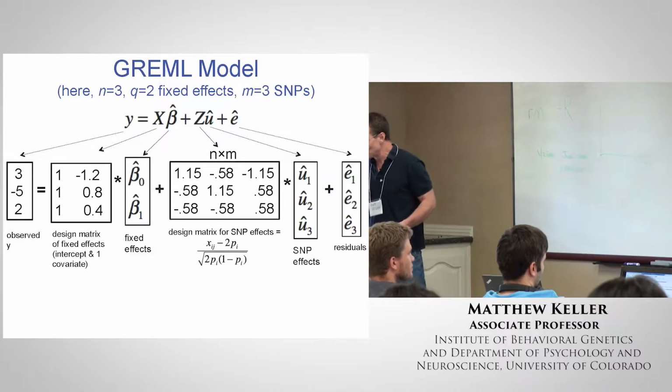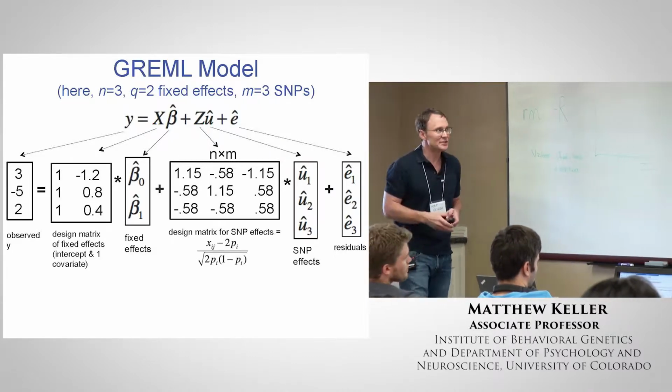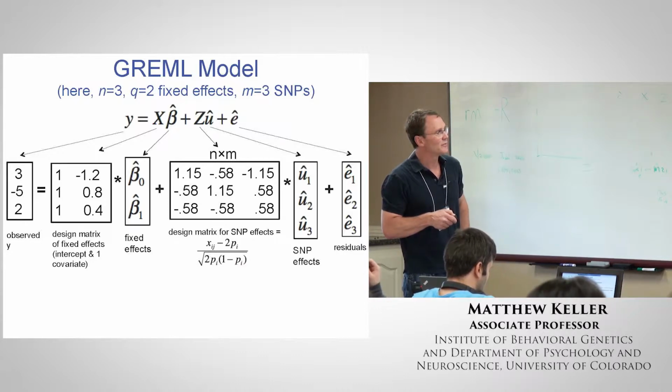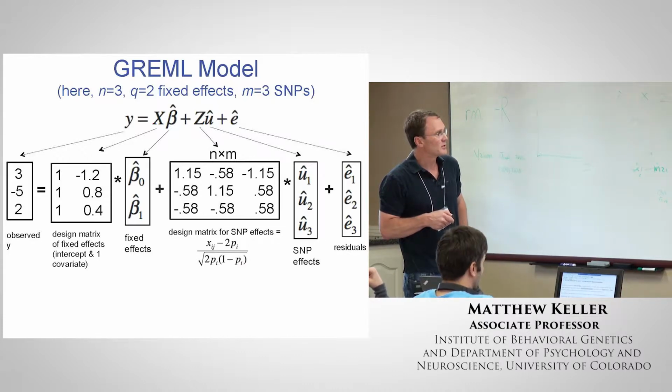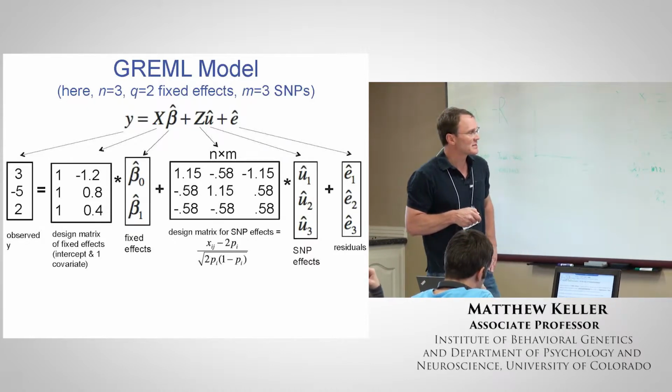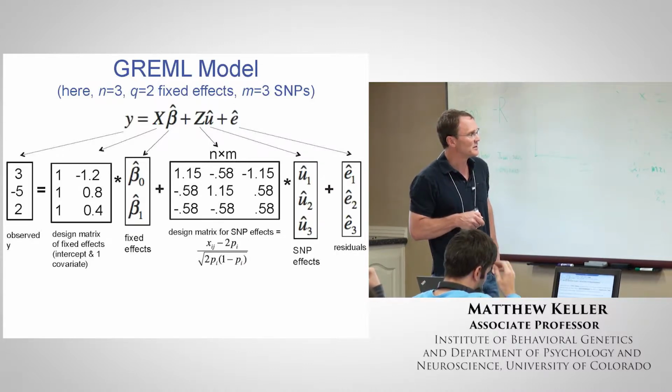Okay, so let's just take a very simple toy example to demonstrate GRML as opposed to HE regression. So here we have 3 individuals. We have 2 covariates of fixed effects, and then we have 3 SNPs. Y is a vector of the observed phenotypes, the outcome variables, so whatever it is that we're interested in measuring the heritability of. X is just the design matrix, and beta hats are the fixed effects that correspond to that design matrix. So these are covariates. In this case, Q is 2 because we really only have a single covariate and then an intercept term.